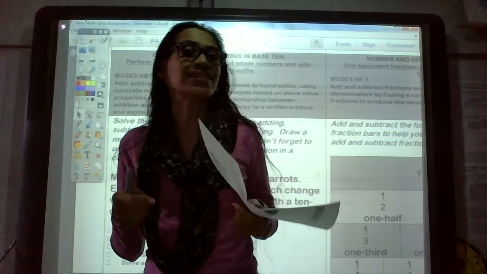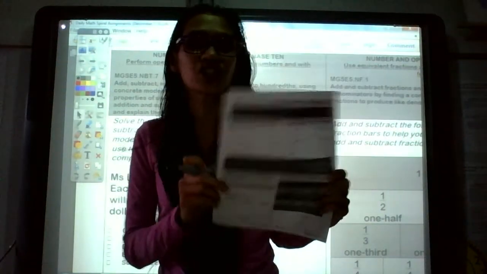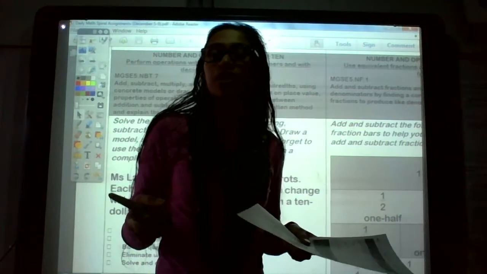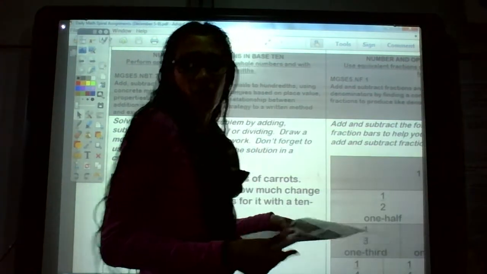We are working on today's math assignment. Today is Monday, December the 5th. Make sure you have your sheet. I have mine. We are working on the front side, right here on the bottom left side. Read that standard with me. You can either read it off your paper or read it on the board.